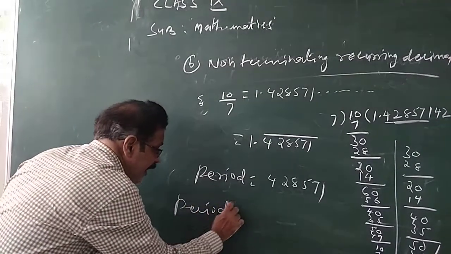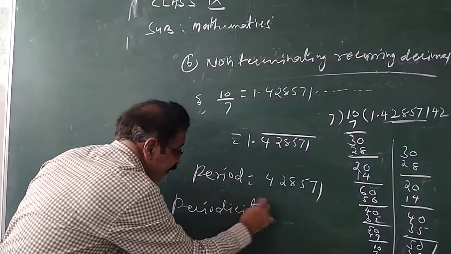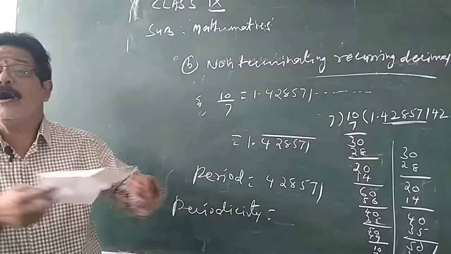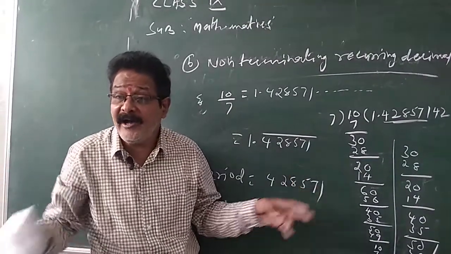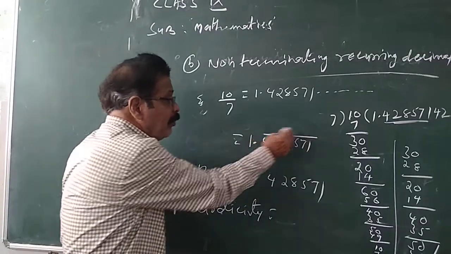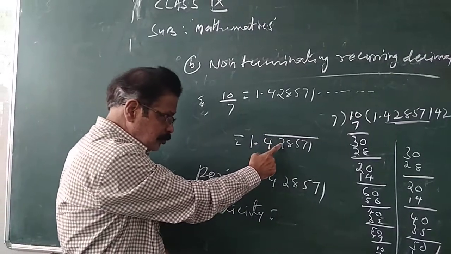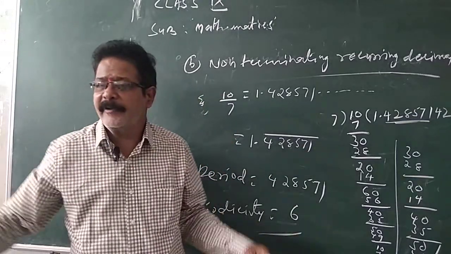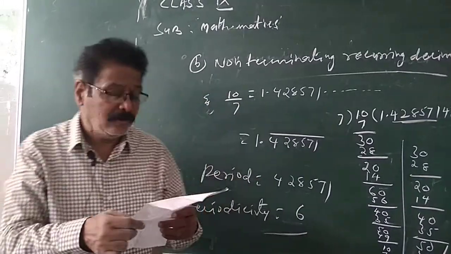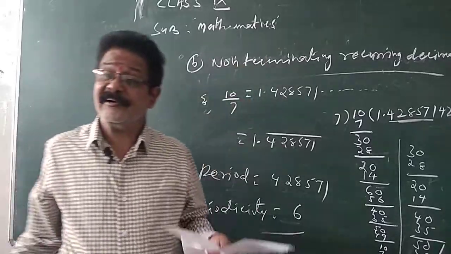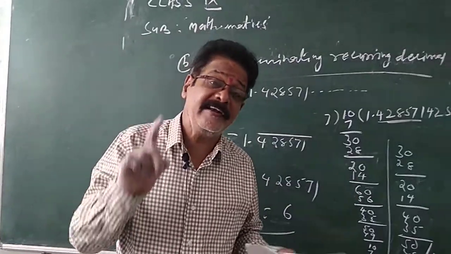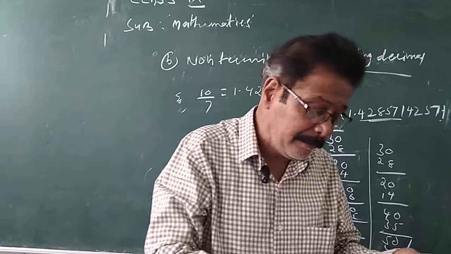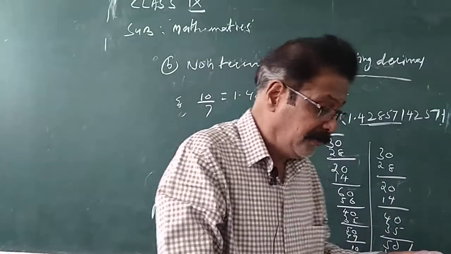Periodicity means the number of digits in the bar part. In the bar part, how many digits are there? Count: 1, 2, 3, 4, 5, 6. The periodicity is 6. So like this, we can express rational numbers in two forms: terminating decimal and non-terminating repeating decimal.